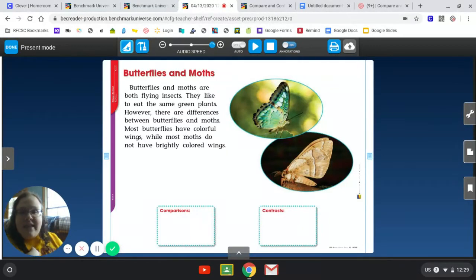So let's look at the last two sentences. However, there are differences between butterflies and moths. Most butterflies have colorful wings, while most moths do not have brightly colored wings. All right, so this text gives us some things to look at, butterflies and moths being the same or alike and different. Do you remember, if something's alike, are we comparing it or are we contrasting it? Well, if you said compare, you're correct. So that means when we are talking about the differences, we are contrasting.